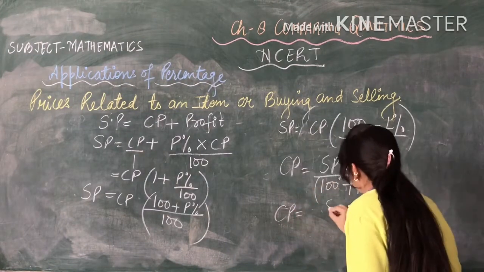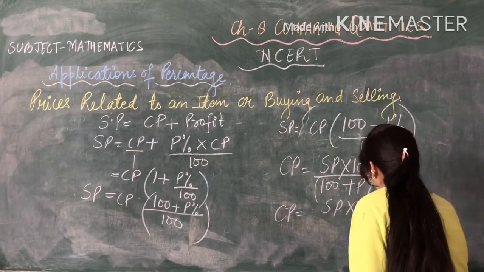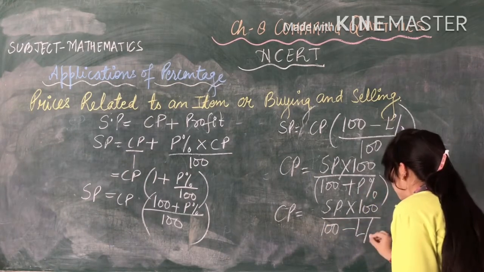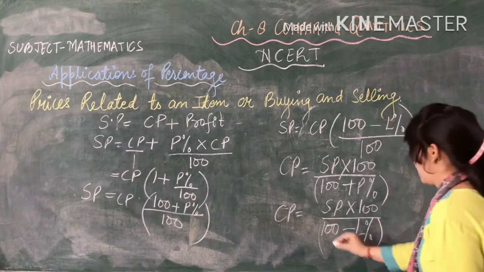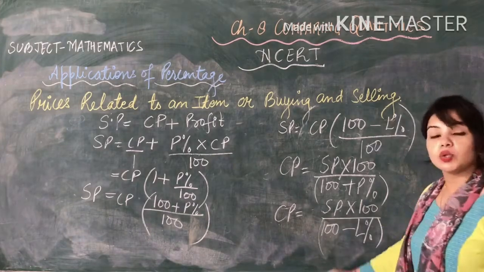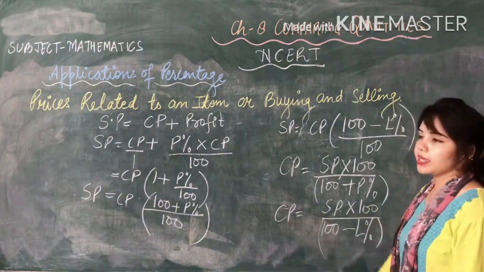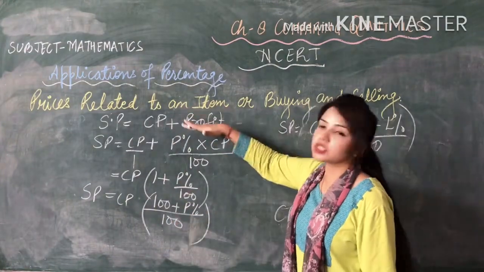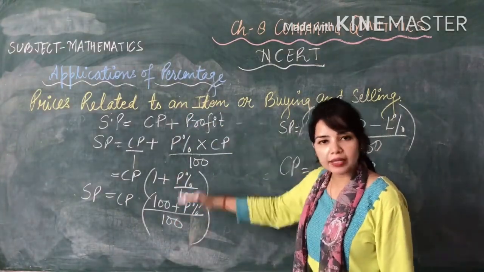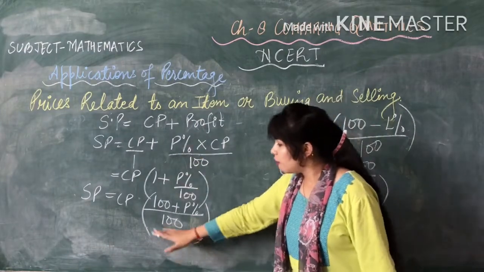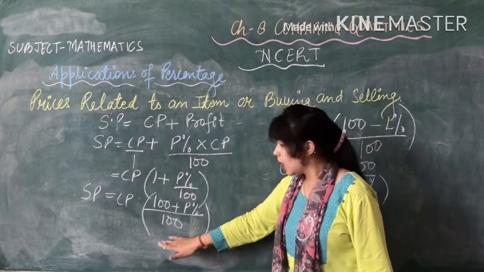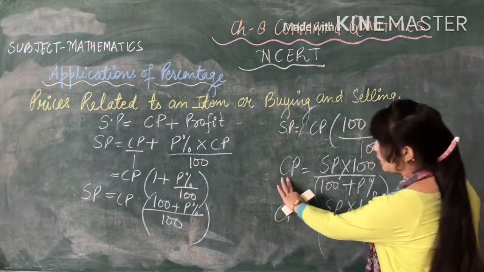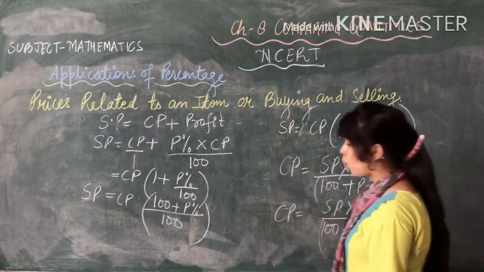Now if in place of profit loss is given to you, 100 minus loss percent, this will be the formula to calculate the cost price. If you have learned, you know how to derive it. First of all, you must know how to derive it. You can practice it once again, and after deriving this formula, you can change this for anything.